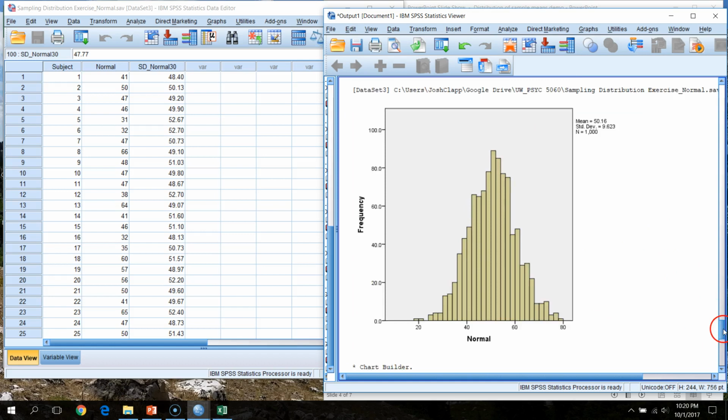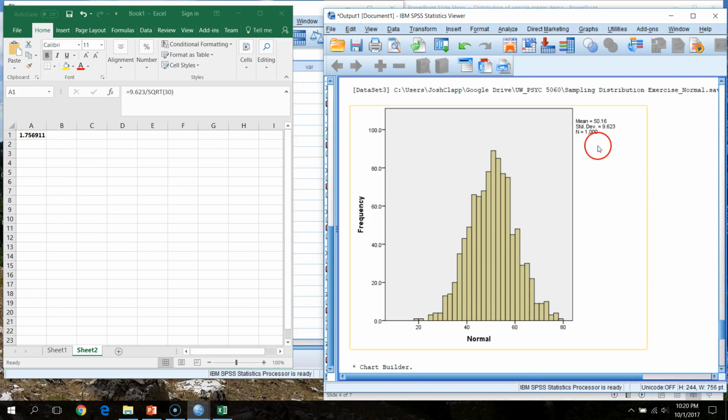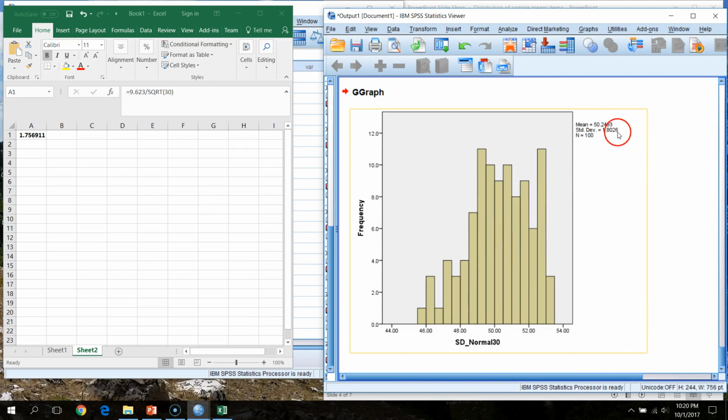Okay. We also see that the standard deviation of my population here is 9.623. But if we go equals 9.623 divided by the square root of our sample size 30, we would expect the standard error for this population, given sample size 30, to be about 1.76. And if we go down and take a look at the standard deviation of our distribution of sample means, we see that it's very, very close.